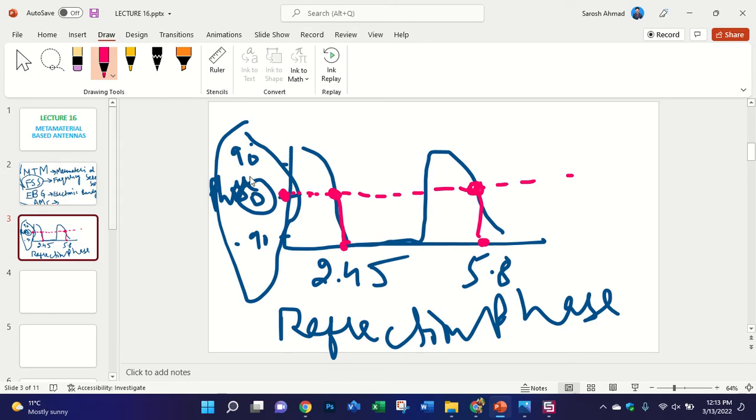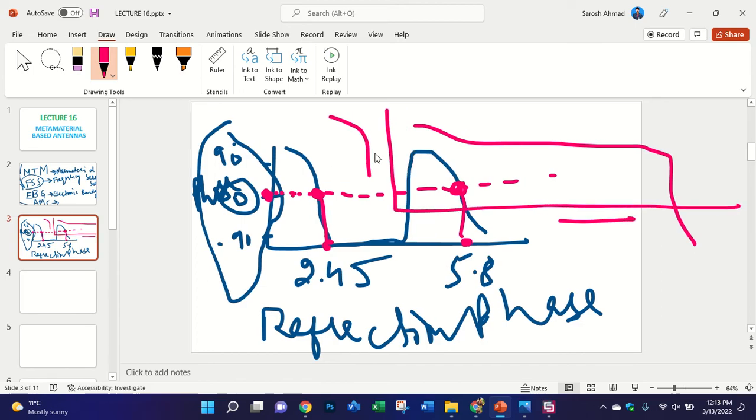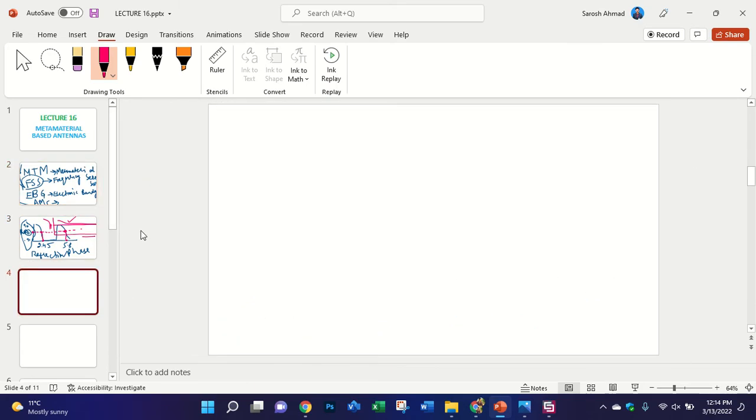Also in this case it is hard to achieve a wide band or broadband, because the phase cannot be a horizontal line. This is your frequency axis and this is your phase, so at 0 degree it cannot be a horizontal line. That's why in AMC or MTM we mostly use this for multi-band, dual band, or single band antennas. But in the case of EBG structure and FSS, here we can achieve broadband.